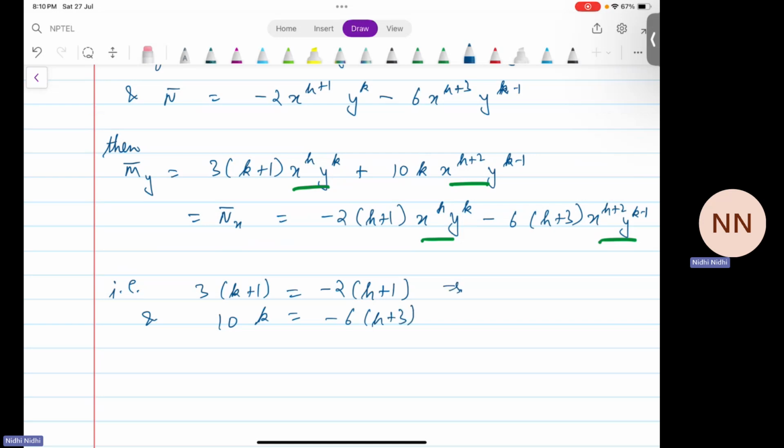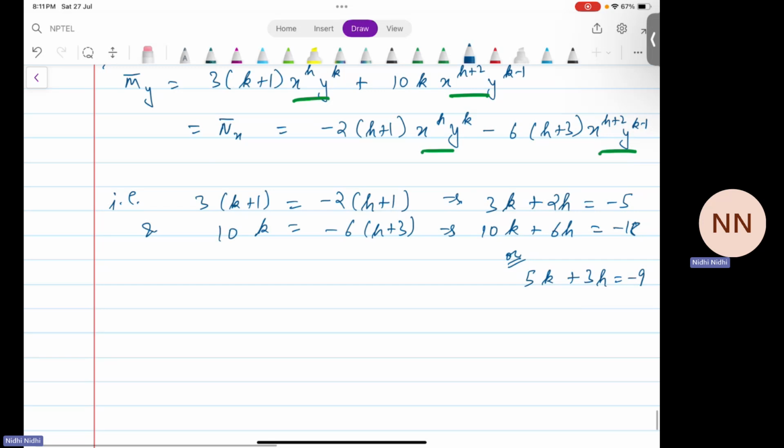This gives us 3k plus 2h equal to minus 5, and 10k plus 6h equal to minus 18, which is 5k plus 3h equal to minus 9. So we need to find h and k so that they satisfy these two equations.